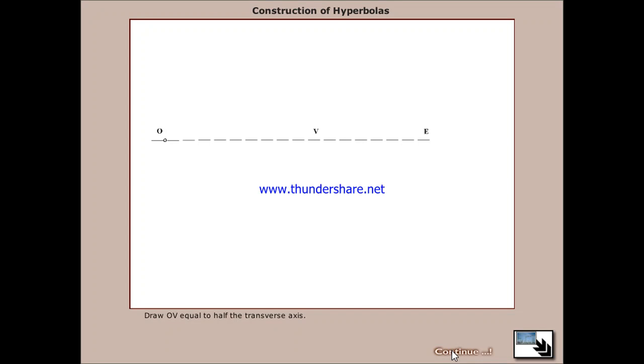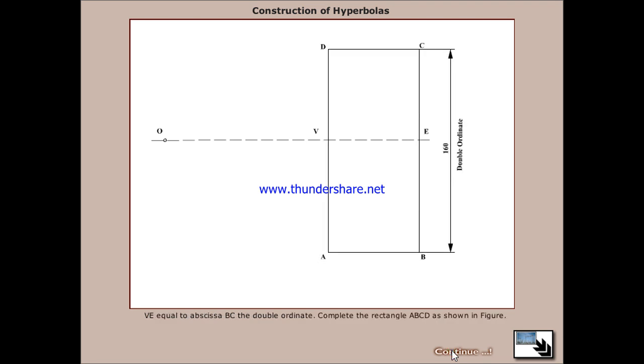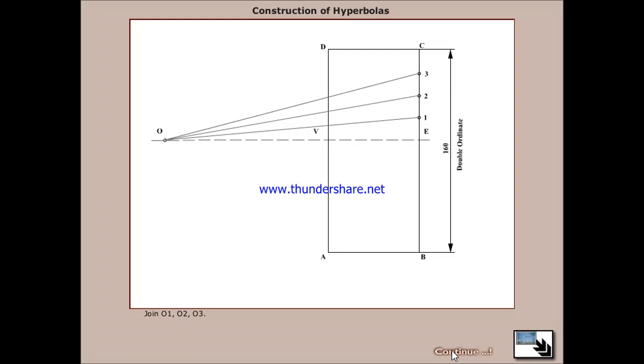Let us draw OB equal to half of the transverse axis. Let V equal to abscissa BC, the double ordinate. Complete the rectangle ABCD as shown in the figure. Divide BC into a number of equal parts, say 4, and name them as 1, 2, 3. Join O1, O2, O3.